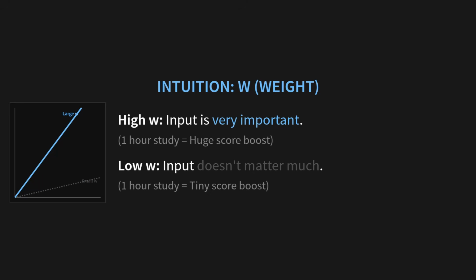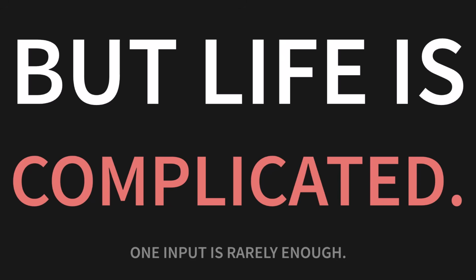Let's build some intuition for that weight W. If you have a really high W, as you see on the right, that means the input is very important. A single hour of studying gives you a huge score boost. But if you have a low W, like on the left, it means the input, well, it doesn't matter that much. 1 hour of study only gives you a tiny boost. But here's the thing, life is complicated. One input is rarely enough to predict something meaningful.